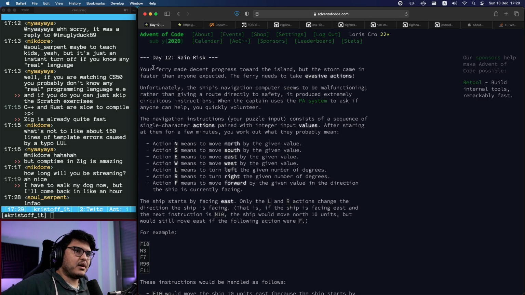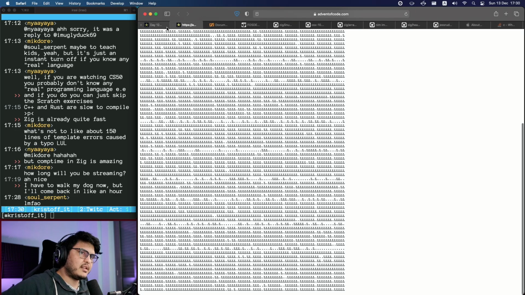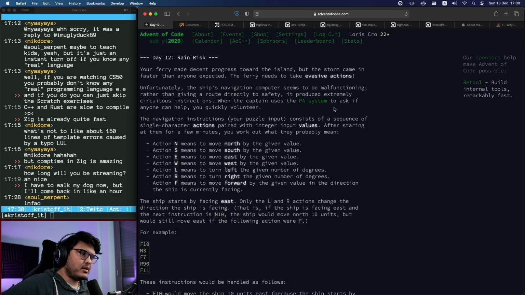Let's go. Your ferry made decent progress toward the island, but the storm came in faster than anyone expected. The ferry needs to take evasive actions. Unfortunately, the ship's navigation computer seems to be malfunctioning. Rather than giving a route directly to safety, it produced extremely circuitous instructions. When the captain uses the PA system, public address system, like a loudspeaker, to ask if anybody can help, you quickly volunteer.